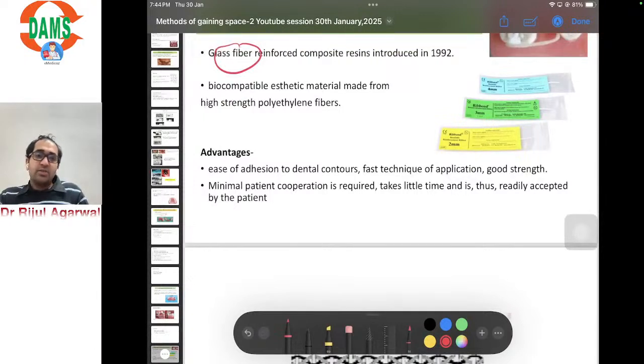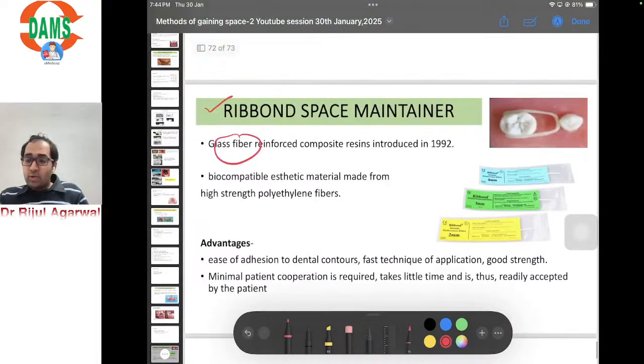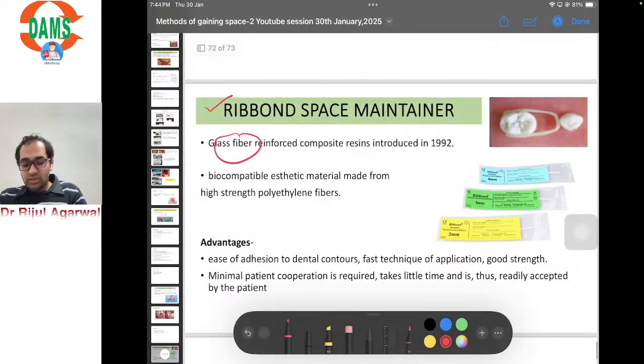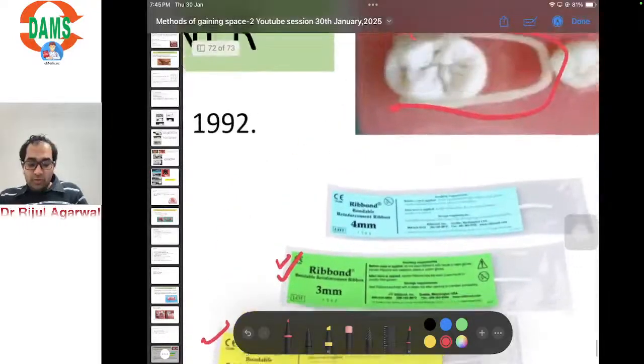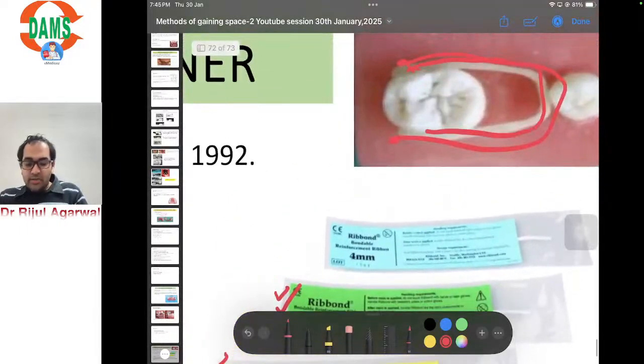The advantage is that it is easy to adhere to the dental contour, a fast technique of application, and good strength is there. The cooperation required from the patient is minimal, it takes little time and is thus readily accepted by the patient. So there is no lab work, same appointment, you just need to bond this thing like this. It's available commercially like this in various dimensions. You just need to bond it like this and the work is done.